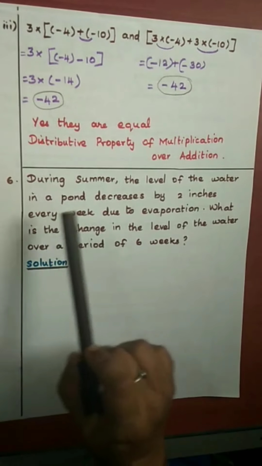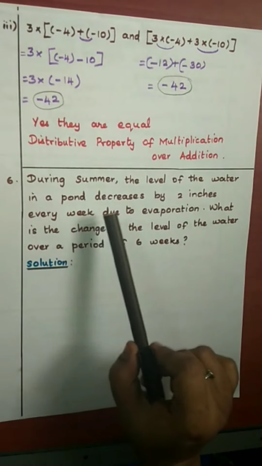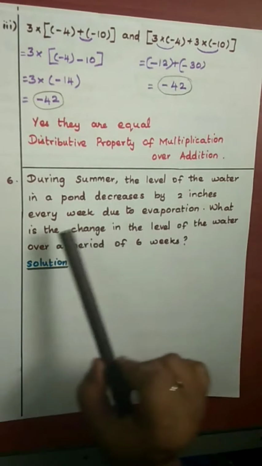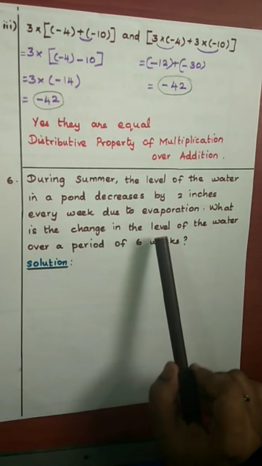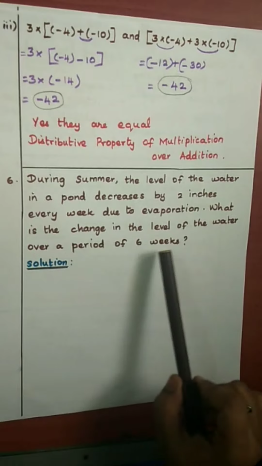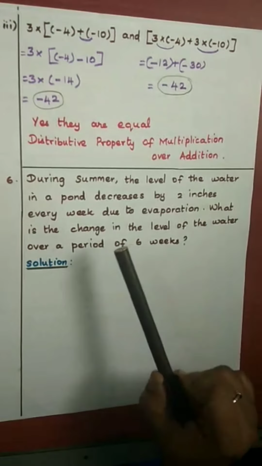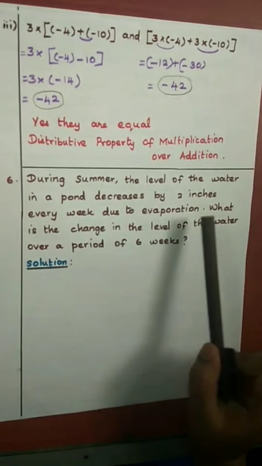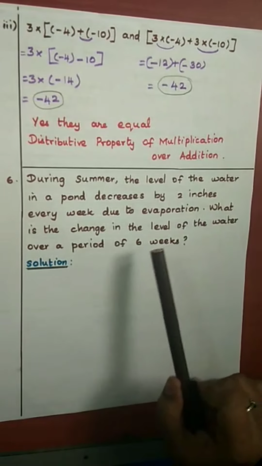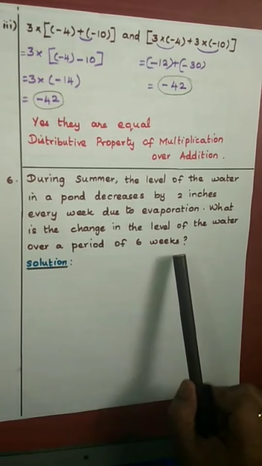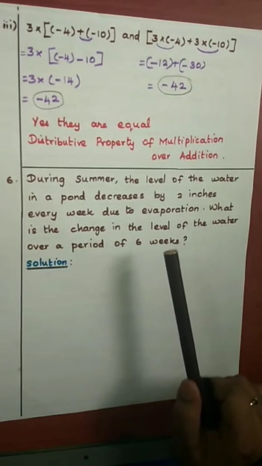Sixth problem. During summer, the level of the water in a pond decreases by 2 inches every week due to evaporation. What's the change in the level of the water over a period of 6 weeks? So what is given? Every week the water level decreases by 2 inches. We are asked to find the change in the water level over a period of 6 weeks. So how to find this? We need to multiply.